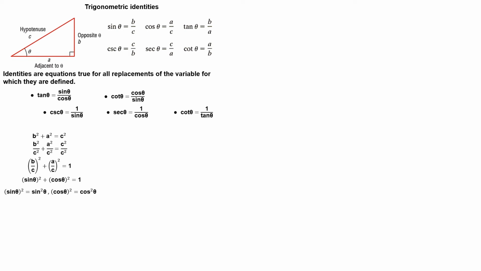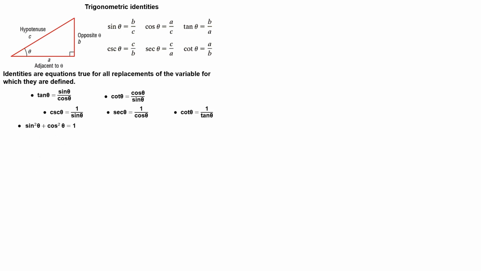It's customary to write sine squared of theta instead of sine of theta squared. Likewise for cosine and the other trigonometric functions. We will use the same notation for other powers besides 2. From this first identity, two additional identities can be created.